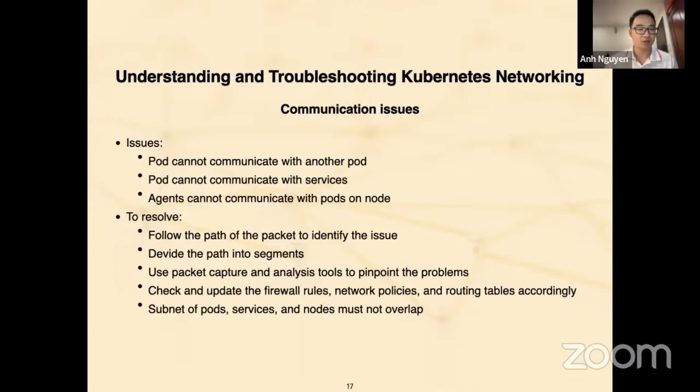And the third issue is agents on node cannot communicate with pods on that node. The node may not be able to communicate with the pod due to routing errors or packets being dropped by firewall rules or network policy. This affects the monitoring health check process of the pod, making the pod in an unready state and unable to receive traffic. To resolve the issue, we need to use packet analysis tools to identify the issue, then check and update the firewall rules or network policy if necessary.